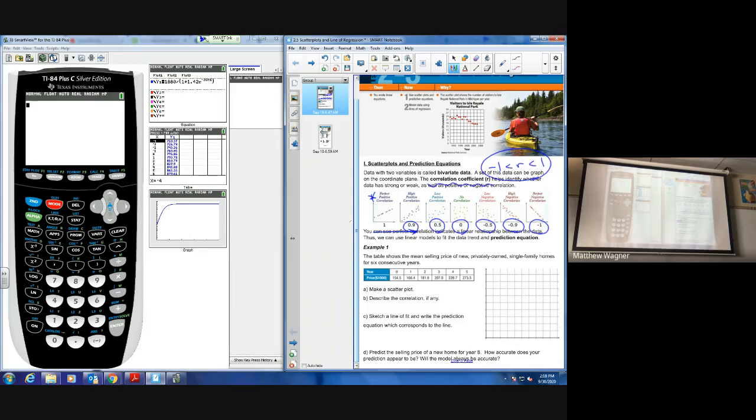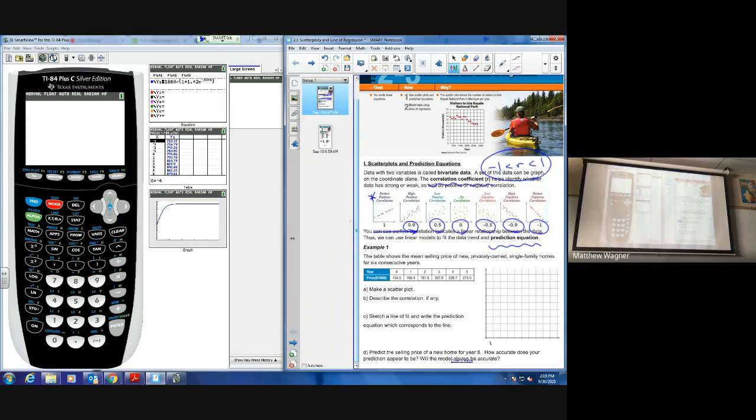The general idea is we want to take our information and fit some sort of prediction equation to things. Well, the nice thing about this is we just got through doing lines, so we're going to use lines to fit our data to some sort of model as far as things go. Okay, so first things first, we have a situation here looking at privately owned single-family homes for 6 consecutive years.